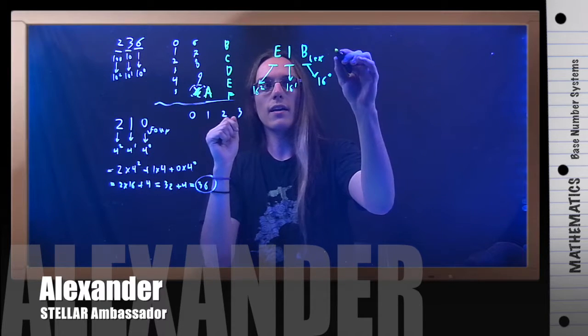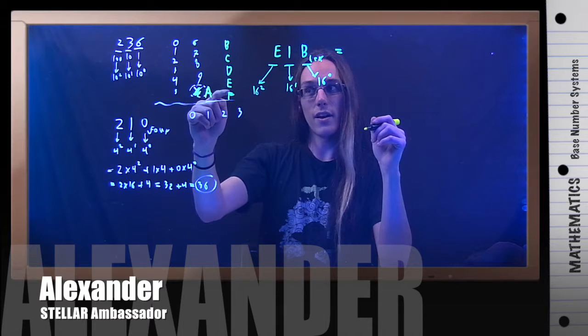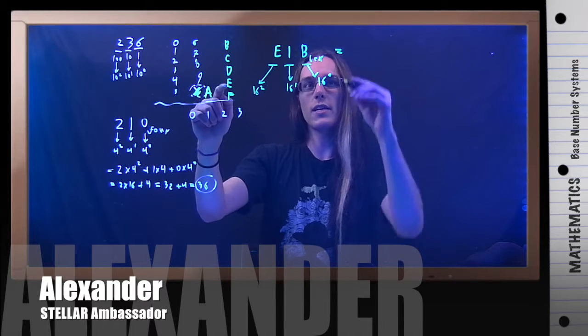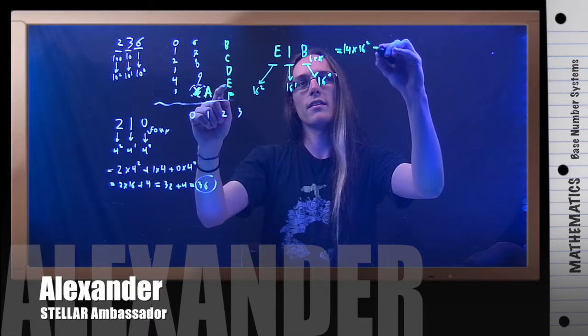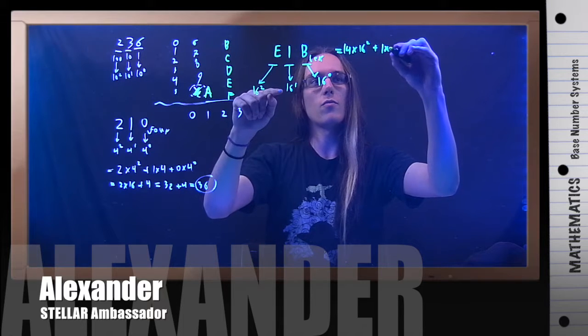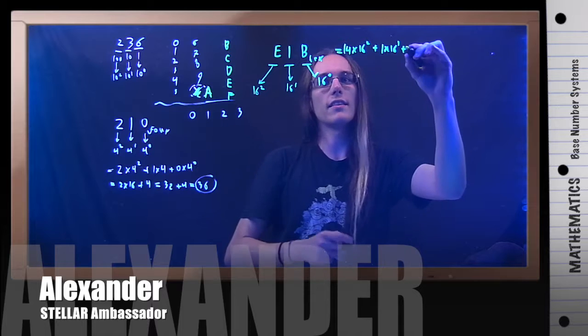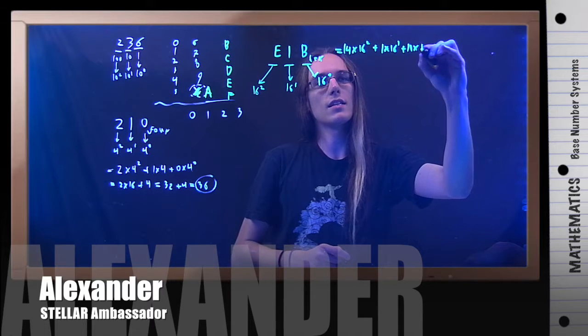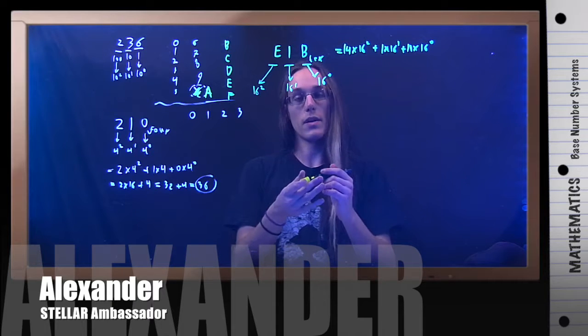This would actually be E, which is 14, right? 10, 11, 12, 13, 14. So this is 14 times 16 squared. 1 is still just 1 times 16 to the 1. And B is, well, 10, 11. That's 11 times 16 to the 0, which is still just 1. And then you could throw that in and you'd work it out, whatever it is in base 10.